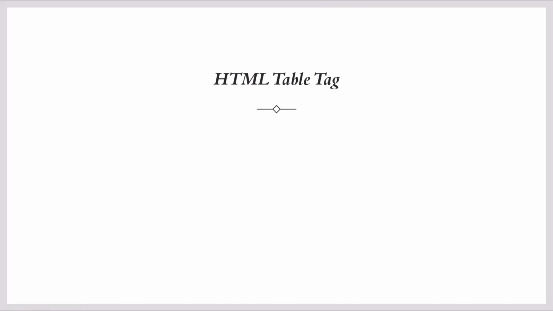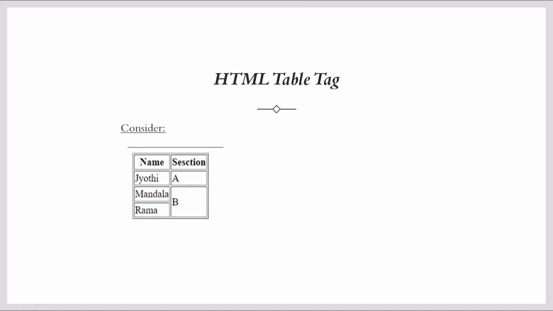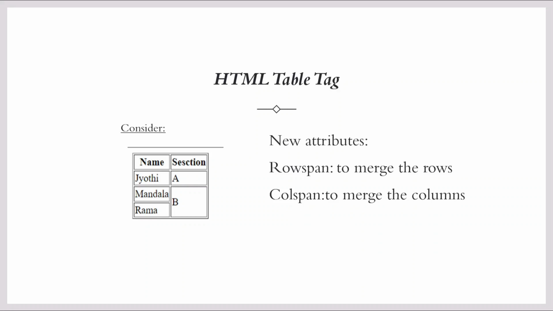Sometimes you want to merge two or more rows or columns into one. Consider this example. Here, observe the section of Mandala and Rama is the same, so the two rows are merged together. To achieve this merge option, we can use rowspan and colspan. Rowspan to merge the rows and colspan to merge the columns. Let's see how these attributes can be used.